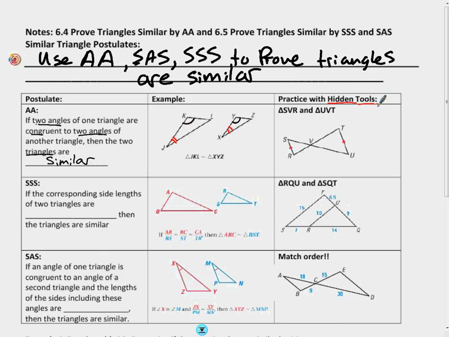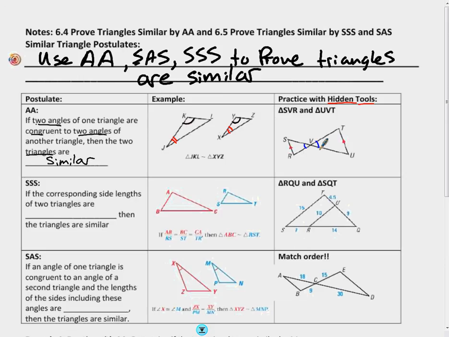If I'm working with hidden tools, that means there's hidden information that I can pull out of this picture. If I look at triangle SVR and I look at triangle UVT, what type of hidden angles are congruent to each other? Maddie? Angles SVR and TVU. I even like how we use 3 letters there to describe those 2 angles. Those 2 angles are, what's the relationship to each other? Angles are going to be congruent because they are vertical angles.